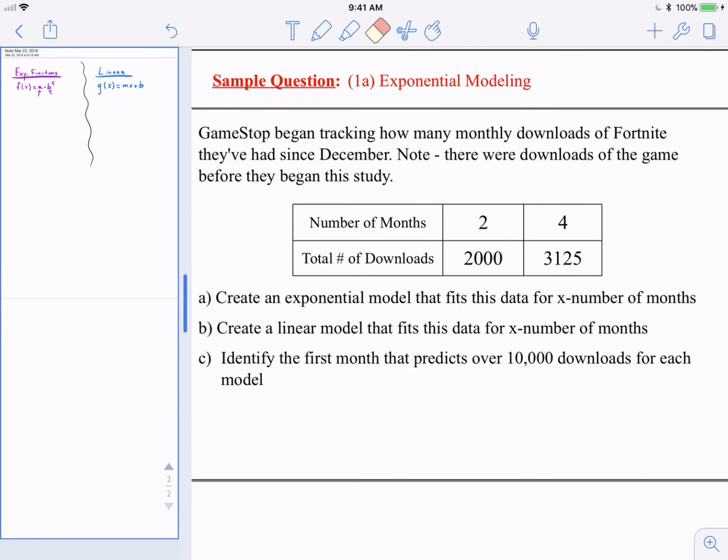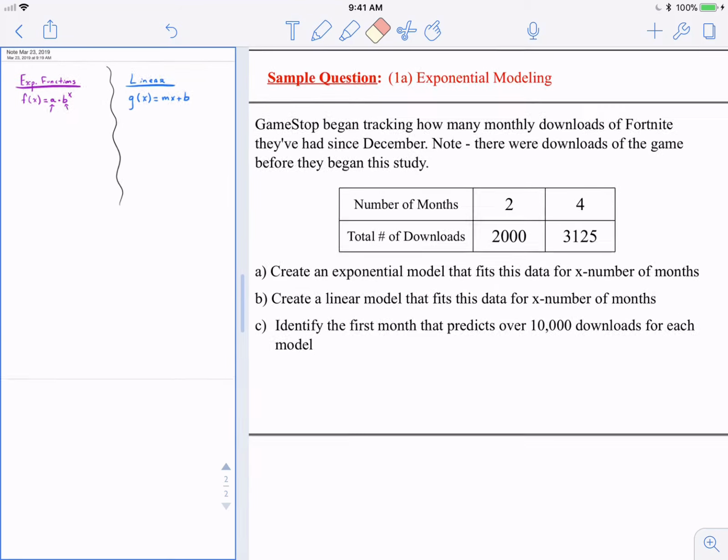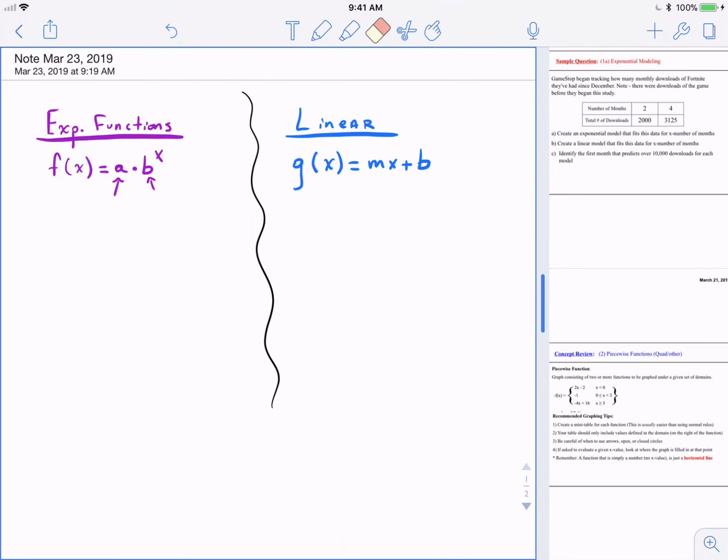Hello everyone. In this video we're going to be taking a look at exponential modeling. In this case we're given downloads versus months, and we want to create both an exponential and a linear model, and then we're going to analyze it with a little follow-up question on the end. So the first thing, if we're going to be creating models, we have to understand what each of these look like in their generic form.